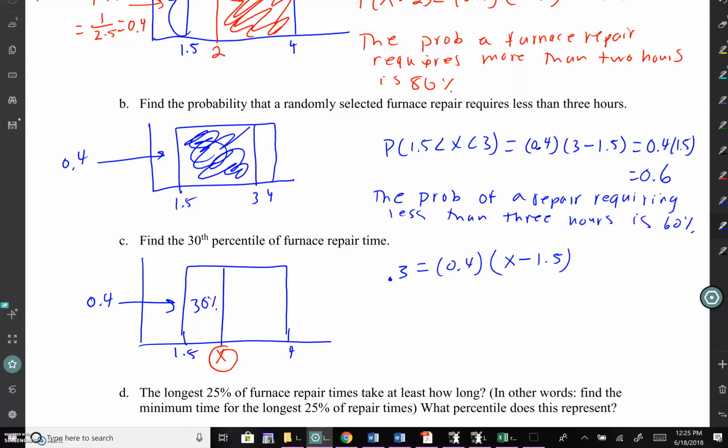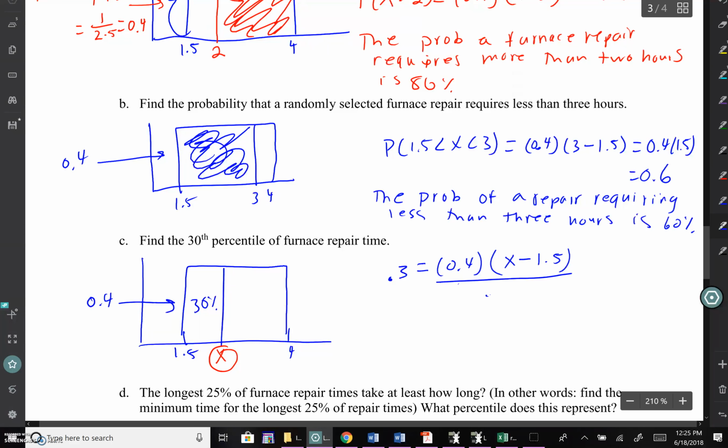The setup is the hard part. Then I have to do some algebra. So let's divide by 0.4 on both sides. So 0.3 divided by 0.4. Oh, 0.75. All right, let's put that. 0.75, and then I've got this x minus 1.5 left. And how do I get x by itself?